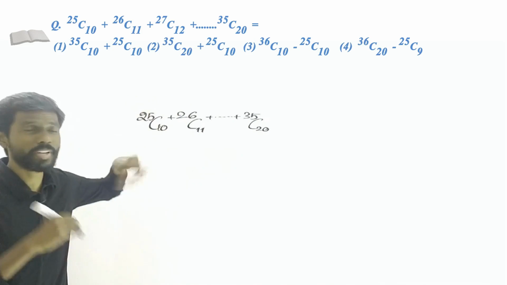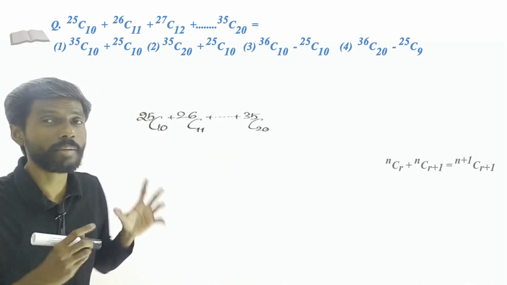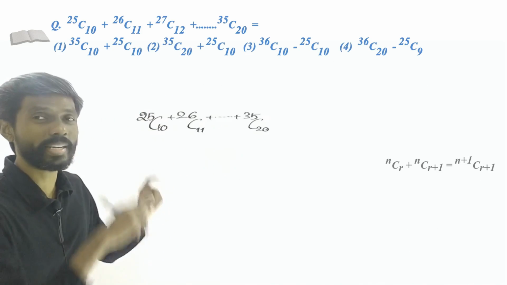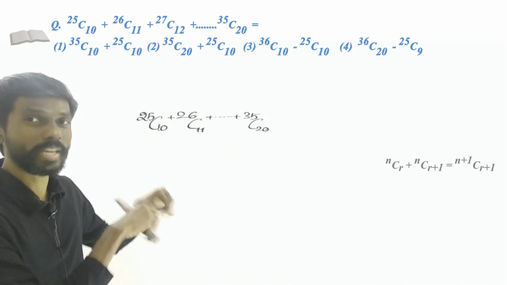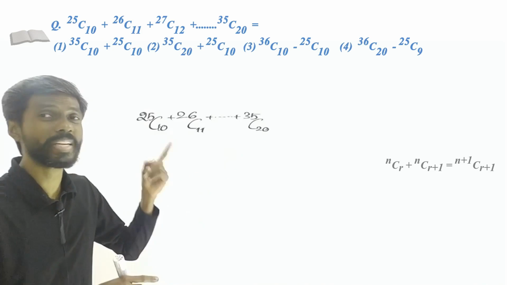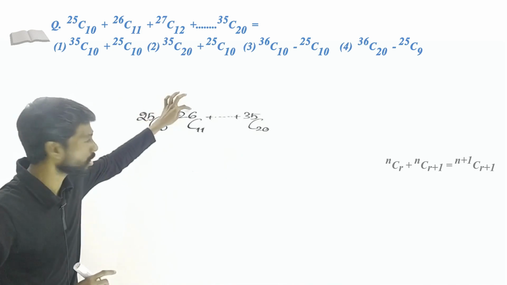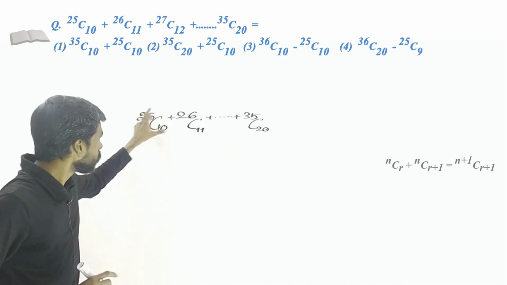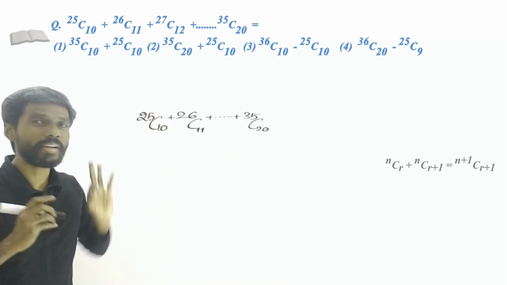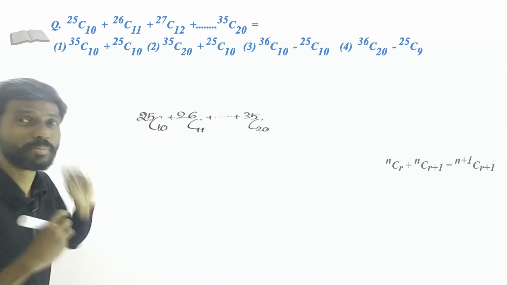So we can use that previous result, that is NCR plus NCR plus 1, only when these n values are equal, right? NCR, next one is NCR plus 1, the next value, R plus 1, consecutive values, but n remains same, 25, 26. So we can't add this. So these two should be equal, only then we can add this. Okay, so for that we have to do some adjustments here.